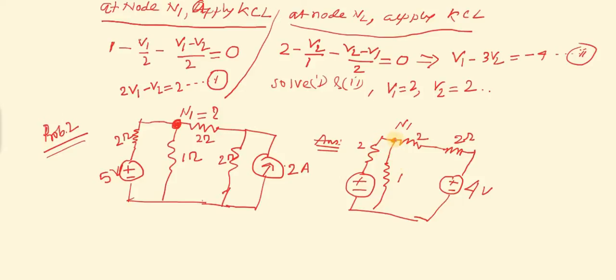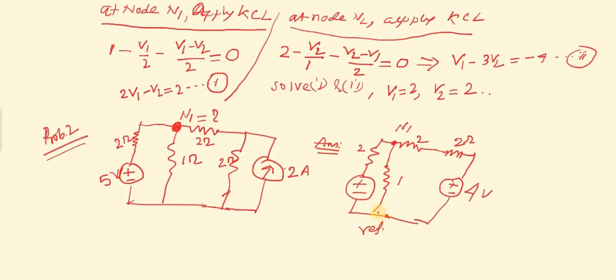This is only one node, and another node is our reference. Only one non-reference node in this circuit. We need to find the value of the non-reference node N1. So let the voltage at this node N1 be V1. Write the KCL equation around this node.